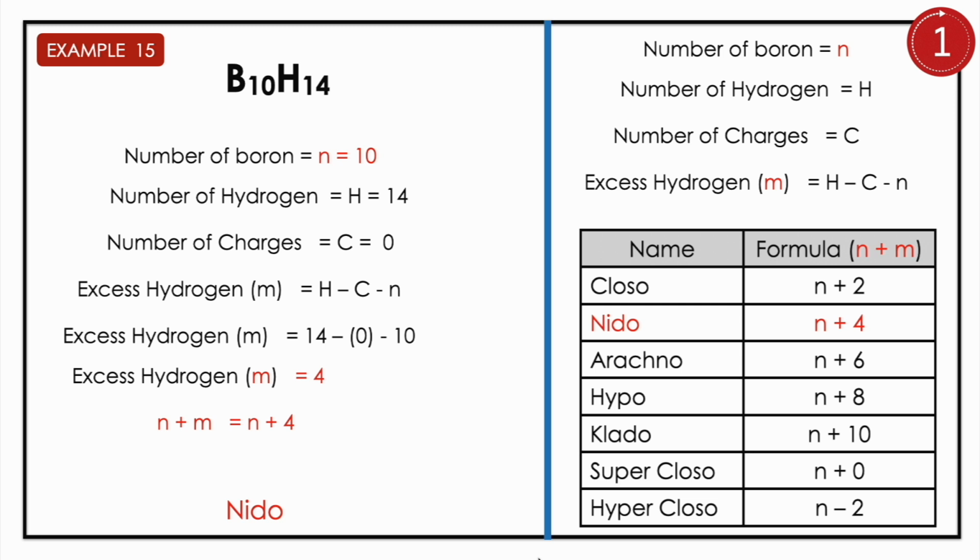The excess of hydrogen formula is M equals H minus C minus N. If you substitute the values, it will give 14 minus 10, which equals 4. So it is an N plus 4 system. If you look at the table, it has nido structure. According to Wade's rule, B10H14 has nido structure.